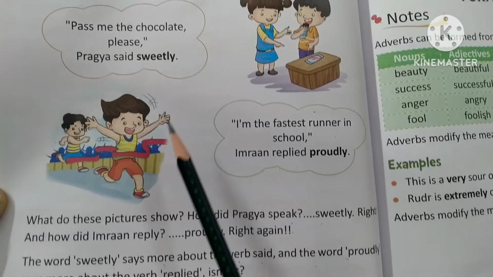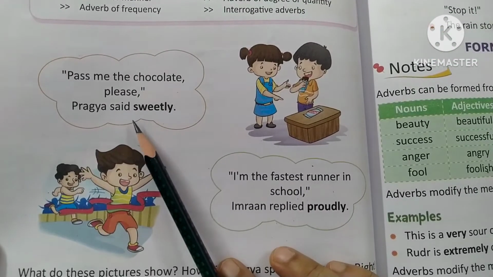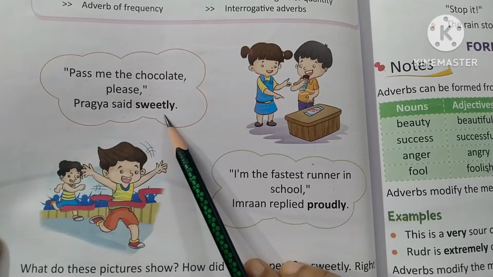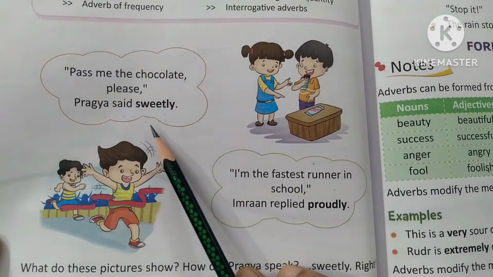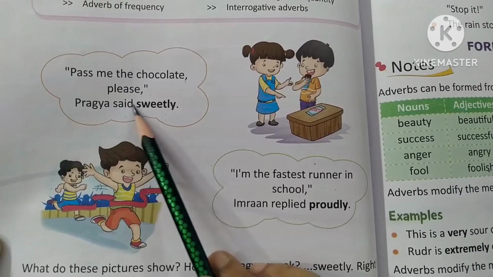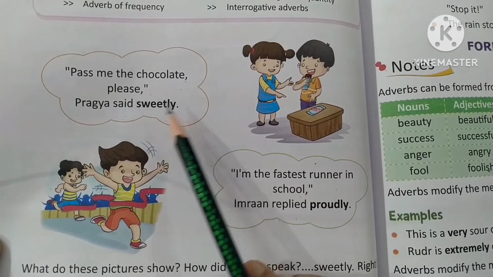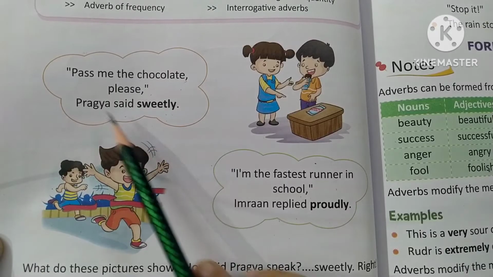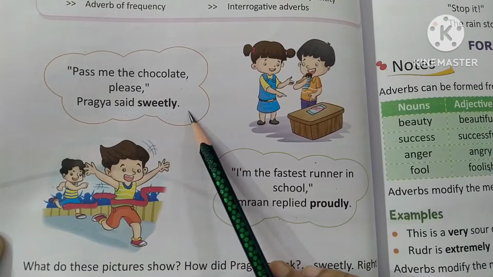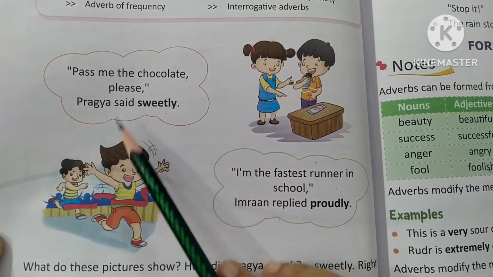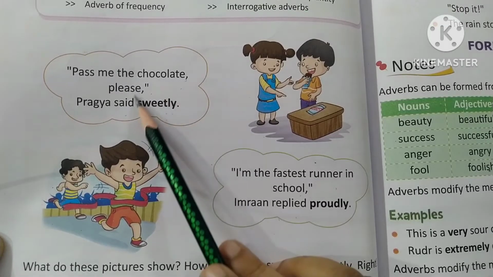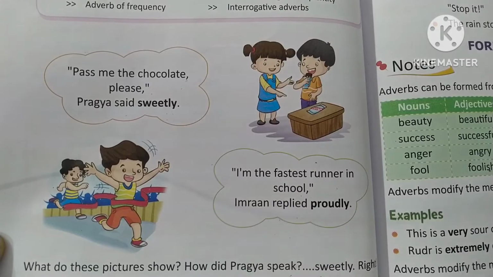Now here, let us go back to the sentences again. "Pass me the chocolate, please," Pragya said sweetly. So in this sentence, what is the verb here? Said. And what is the word which is adding some meaning to the verb said? Sweetly. That means Pragya is speaking sweetly, or she is requesting to pass the chocolate sweetly. So the adverb here is sweetly.